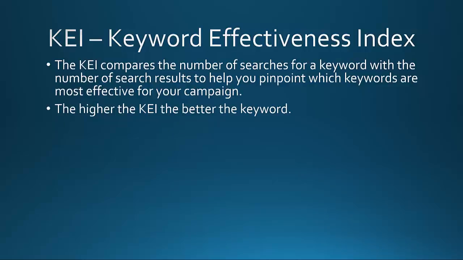So to put it in simpler terms, you want to have as high of a KEI as possible. The higher the score, the better it is for you. What this does is compare the number of searches for a keyword, based on what you found in Keyword Planner or a tool like that, with the number of search results to help you pinpoint which keywords may be the most effective. Again, this isn't a fail-safe method for keyword research.